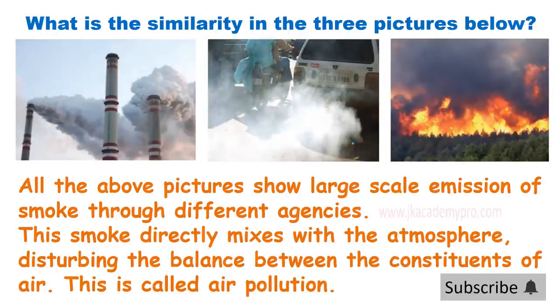Now, this smoke directly mixes with the atmosphere, disturbing the balance between the constituents of air. We have learned that the air comprises various gases in their fixed percentage. So, when all these gases go into the air, the balance of the gases is disturbed. Now, this is called air pollution.